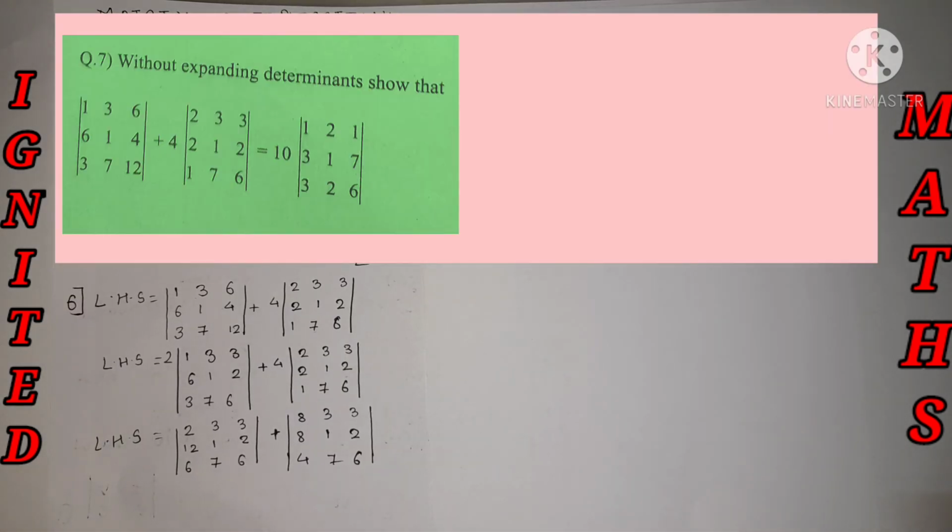Sixth main question, they have given the LHS value and the RHS value. The question says that without expanding the determinant, we need to show that LHS is equal to RHS. That is, by using elementary transformations and the properties we can prove it. This is what the question asks. Now the LHS value we have written.